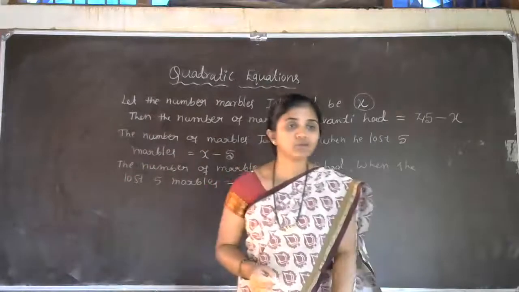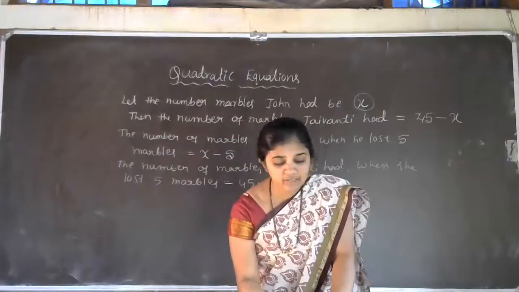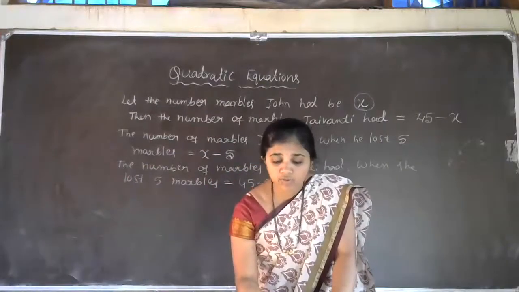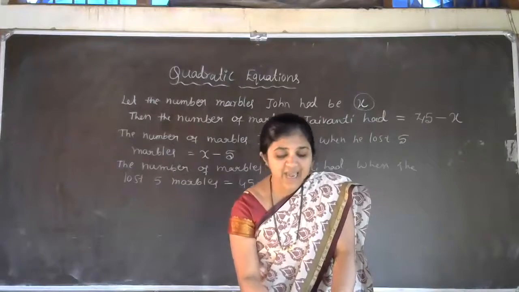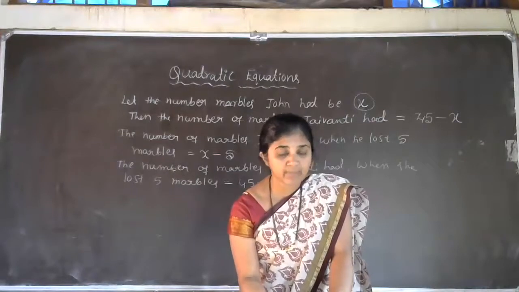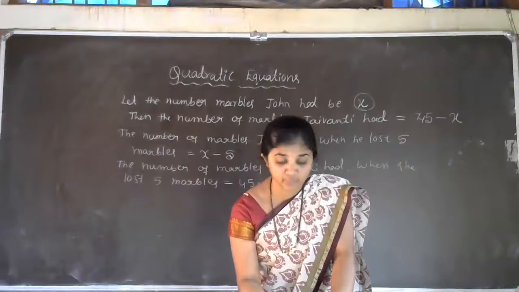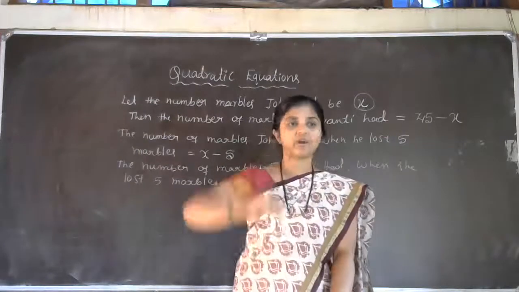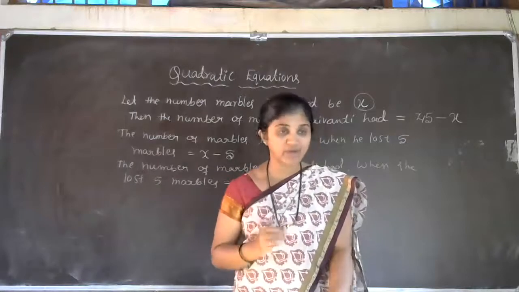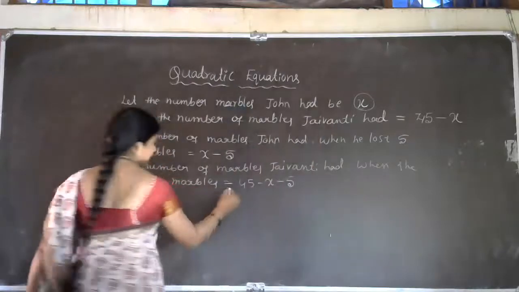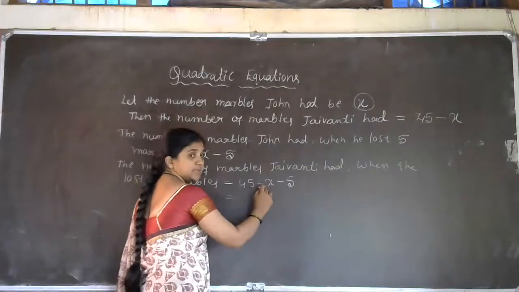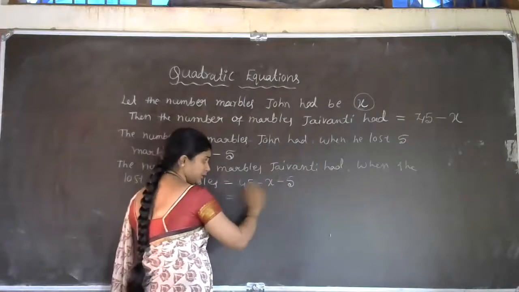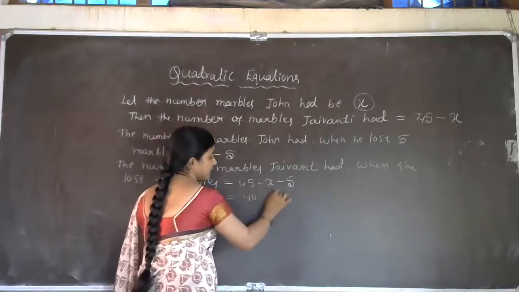Now again we have to continue. Okay. John and Jaivanti together have 45 marbles. Both of them lost 5 marbles each. And the product of the number of marbles they now have is 124. So product of the number of marbles is 124. So now you have to simplify this one. 45 minus x minus 5. 45 minus 5 is 40 minus x.